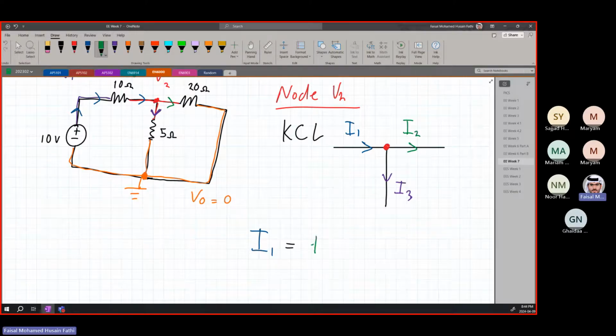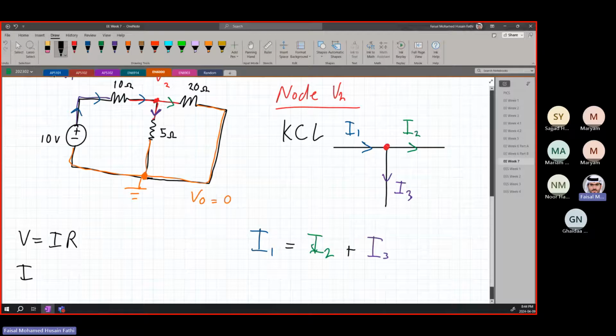It's green. I2 plus I3. Right? Anything entering has to be equal to everything that is exiting a node in terms of current. This is the KCL law. And we also know from V equal to IR that I is equal to V divided by R. And then this is the case.